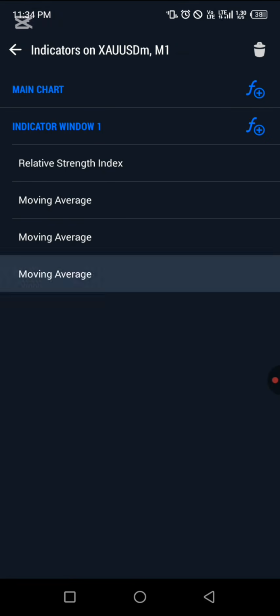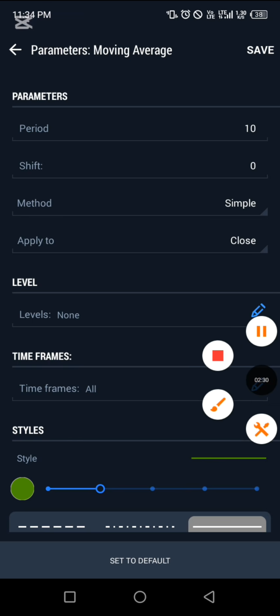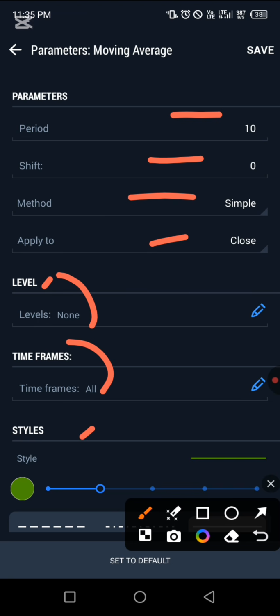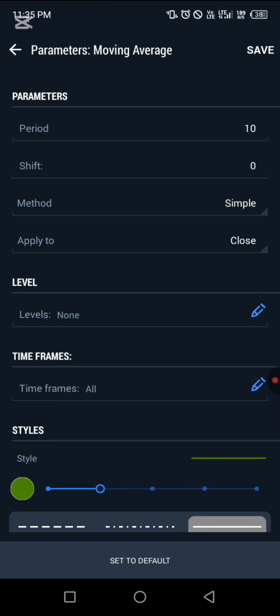Then your third moving average is going to be a moving average with a period of 10, shift is 0, method is simple, apply to close, levels none. Time frame, all time frames, use color green and use 1 pixel. Once you have all of that figured out, you click on save.